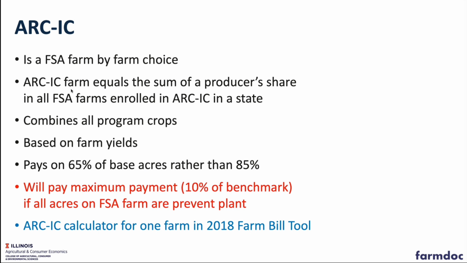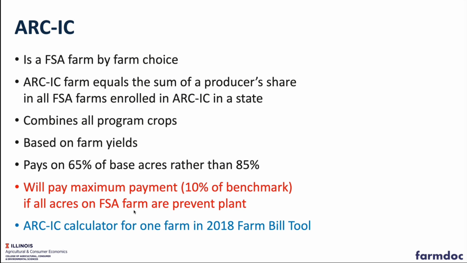If you enroll more than 1 farm in ARC IC, it's a blended benchmark revenue, or revenue calculation. It will not give you necessarily the same payment as if they're individually enrolled, and that's important. It combines all program crops. It's based on farm yields, and it pays on 65 versus 85. And it will pay the maximum payment, 10% of benchmark, if all, and this is a key word, all acres in the FSA farm are prevent plant. It has to be all. The minute you plant an acre, it's based on the planted acres on that farm.